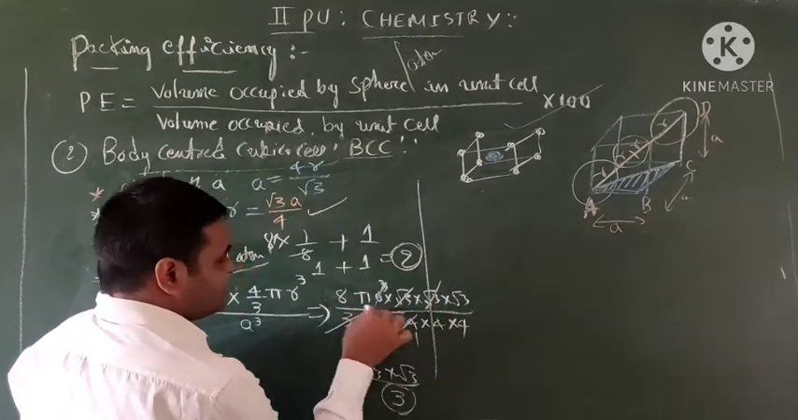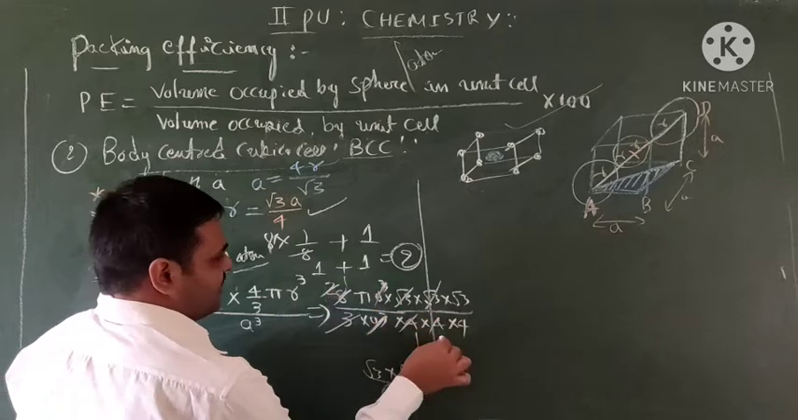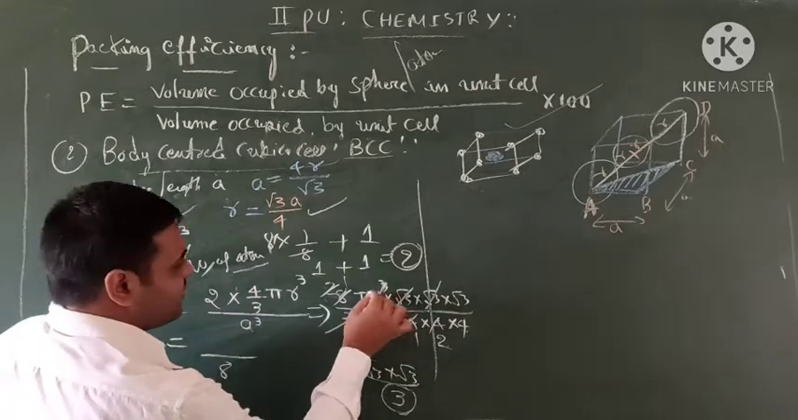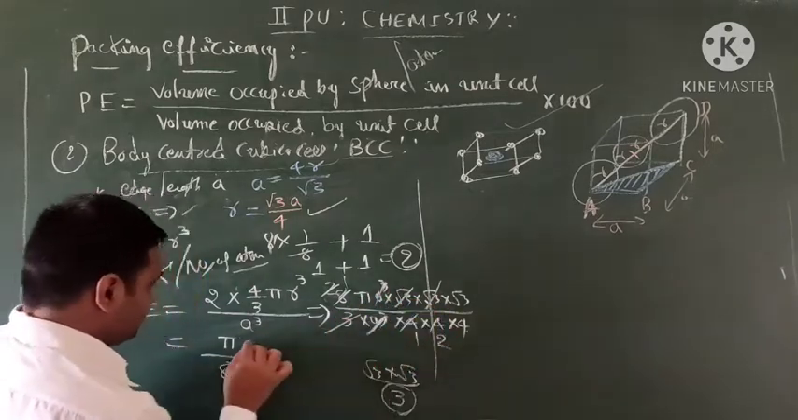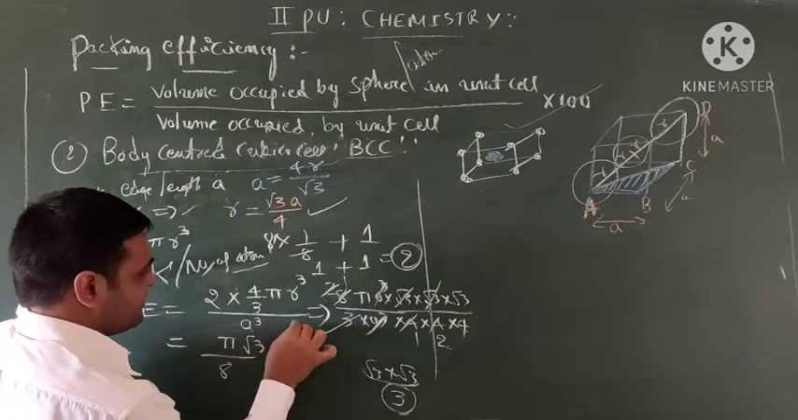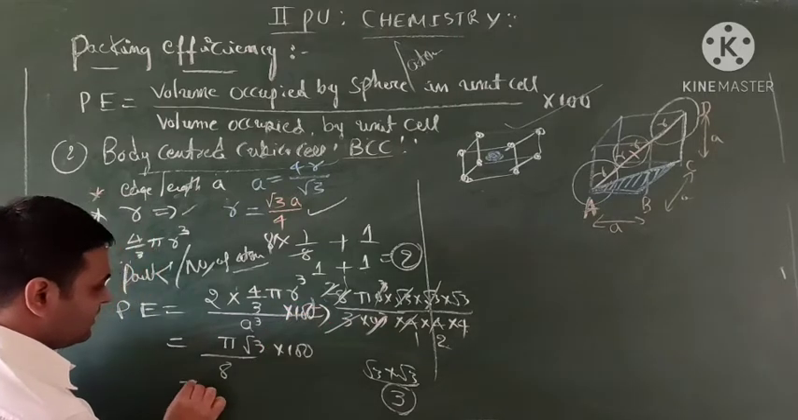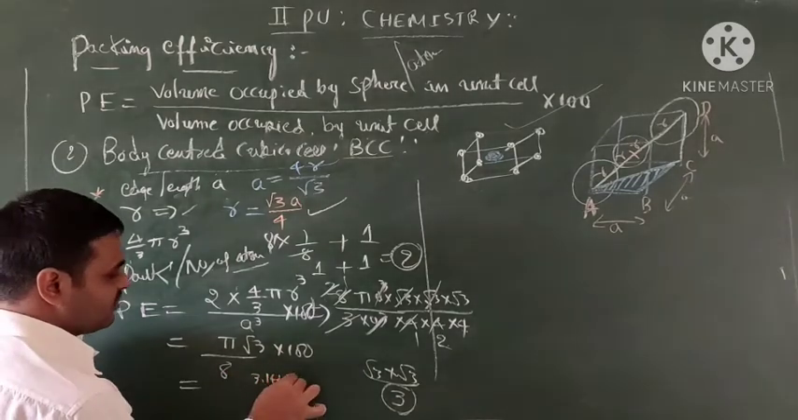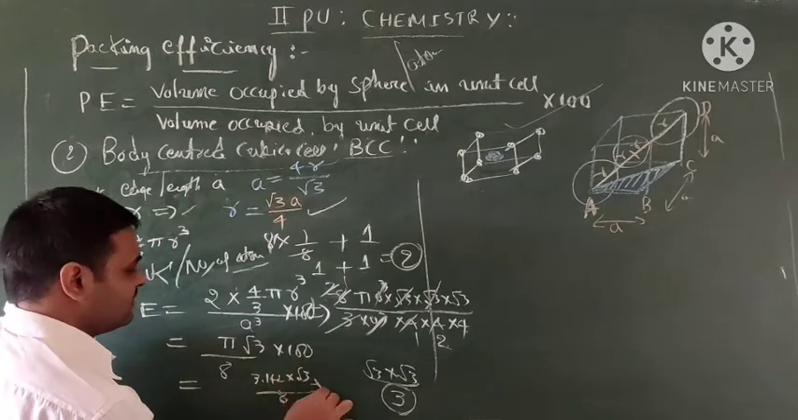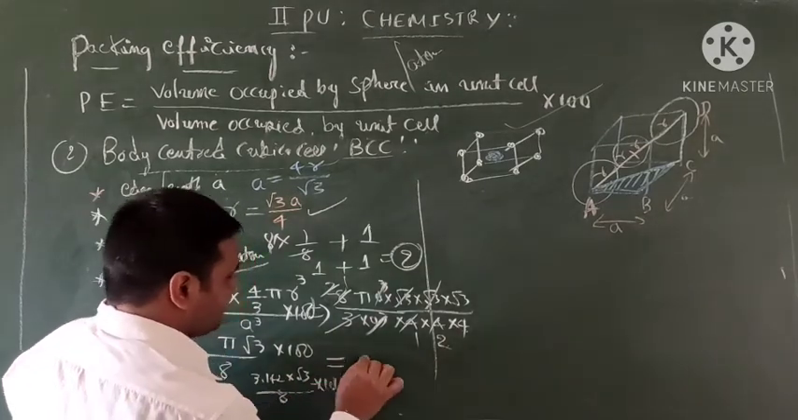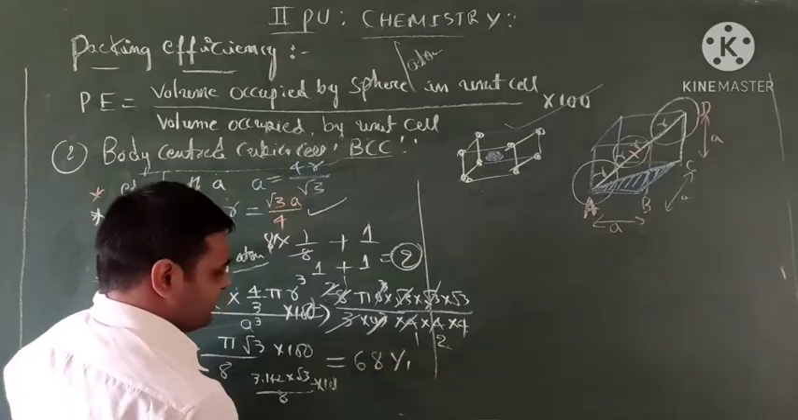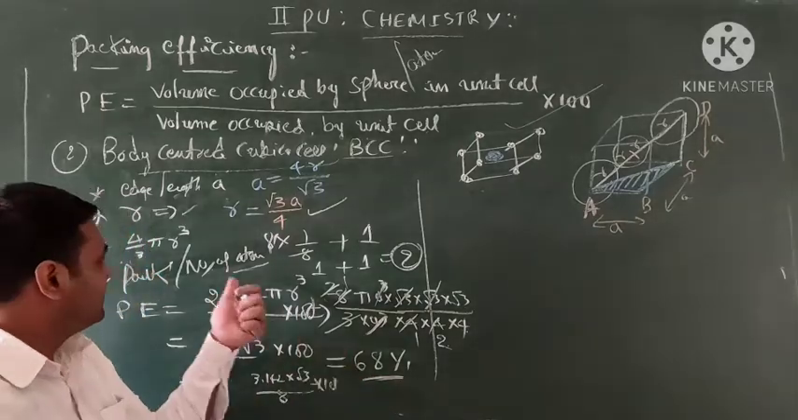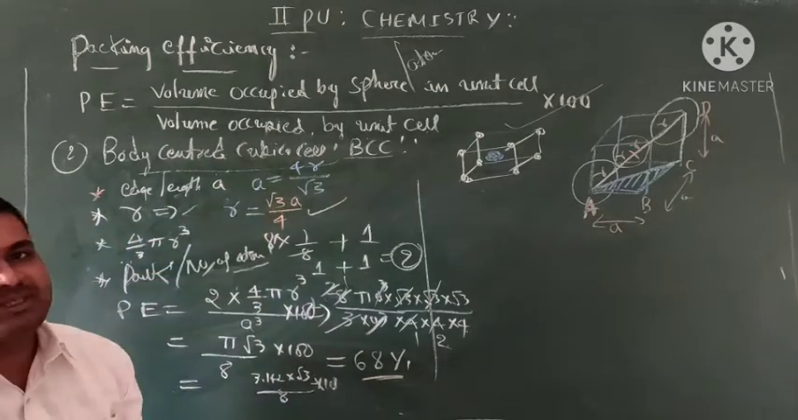4 ones are 4, 4 twos are 8. So 2, 1, 2, 2, 4. And 4 into 8 divided by 5 remaining, root 3 into 100. Pi's value is 3.142, into root 3 value calculated, then 8 into 100. You get the value: how much? 68%. This is the packing efficiency, about 68% in a body centered cubic cell.